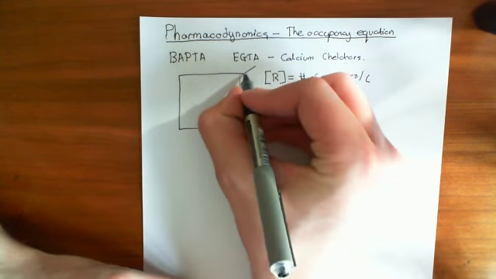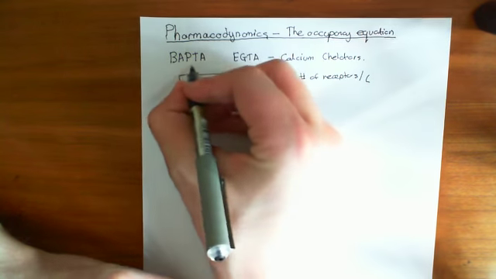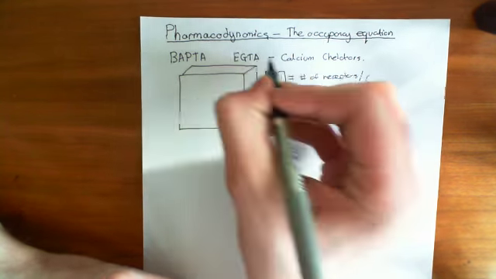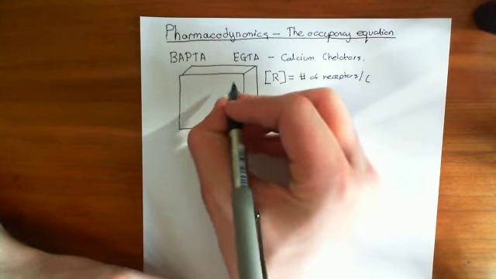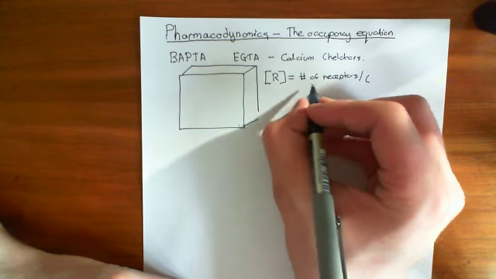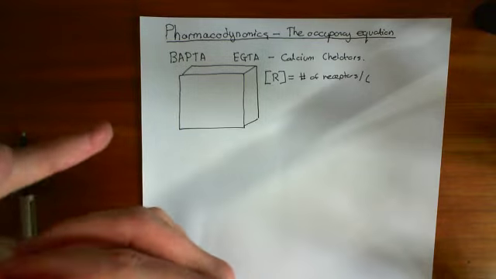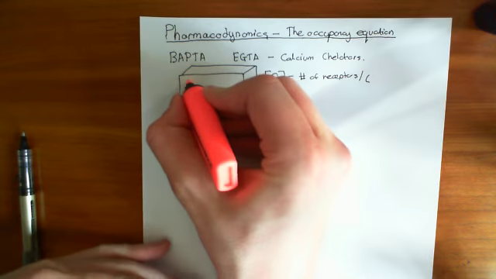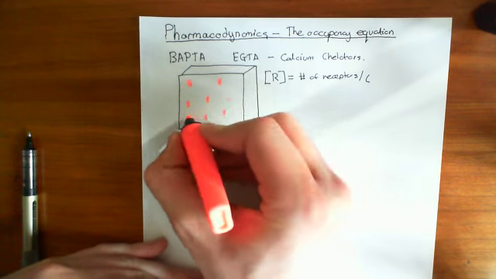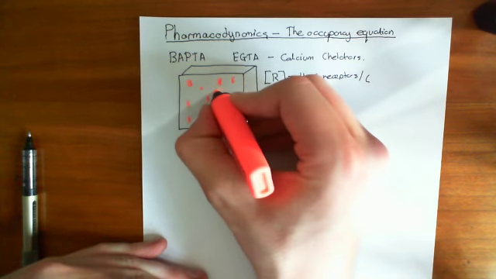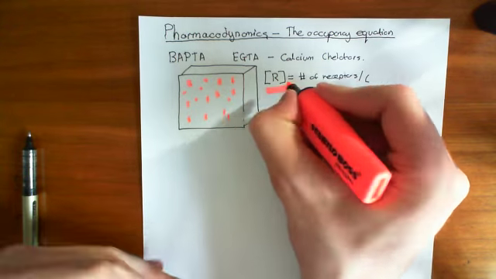So let's say this is a litre here. This is a litre box. Then the concentration of receptors in here is basically just going to be the number of receptors, where we give that number in moles. Okay, so let me draw some receptors in here. Let's have the receptors in pink. So these little dots represent the receptors in pink. Okay, right. Now, there we go. So these are the pink things.